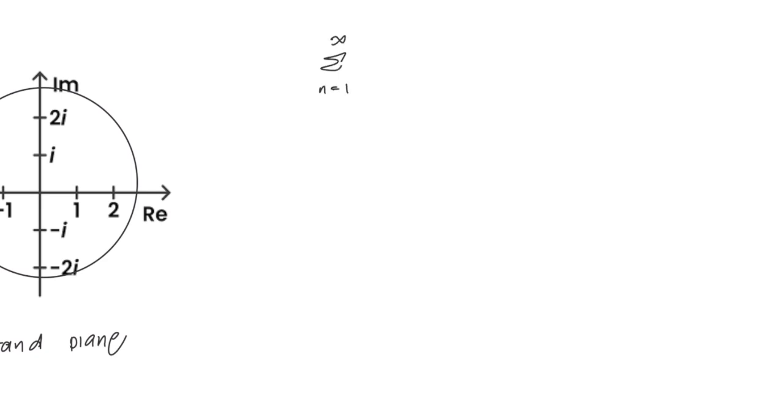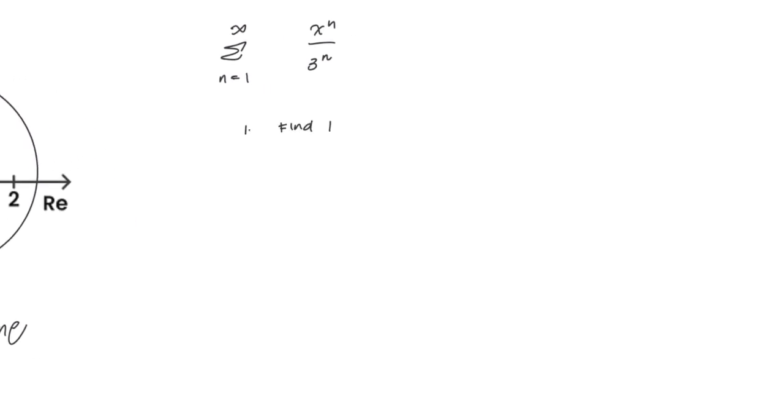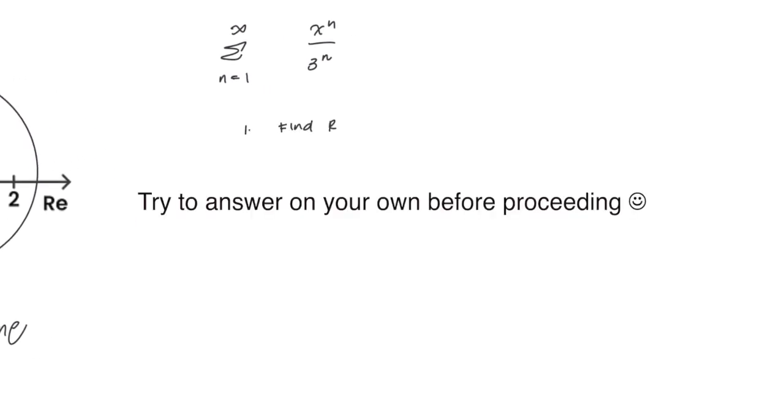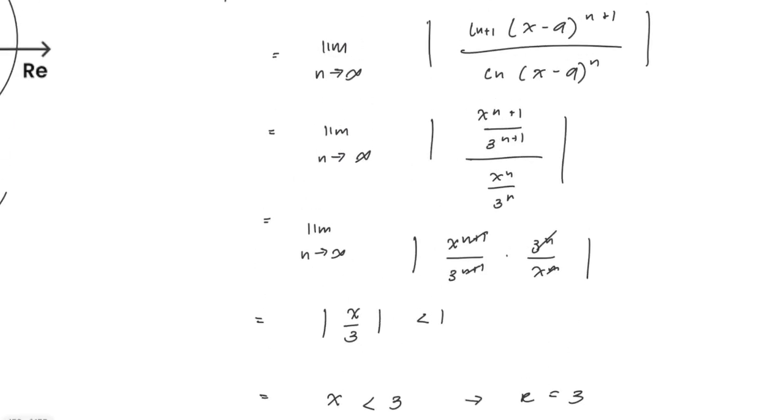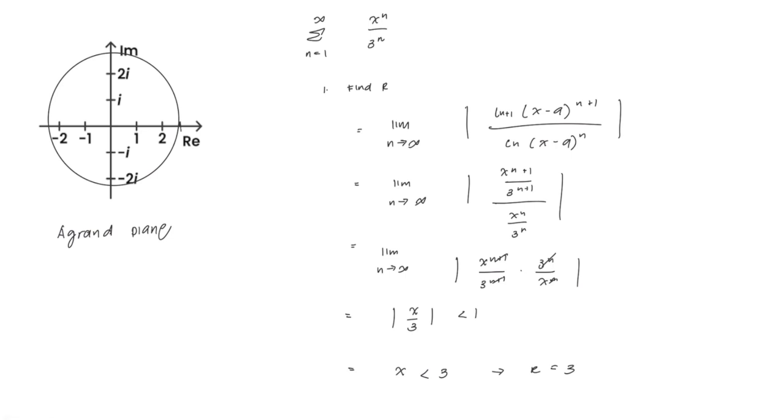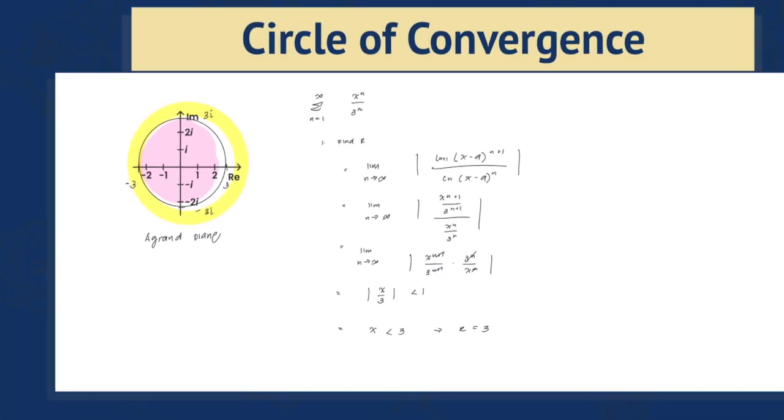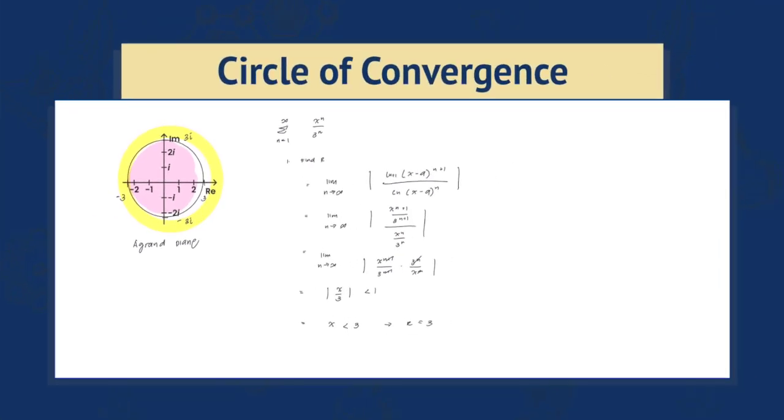Okay, so for an example, you were given this series, find R. So if this is the circle, we can say that those inside the circle converge and those outside the circle diverge. So that is basically the gist of the circle of convergence.